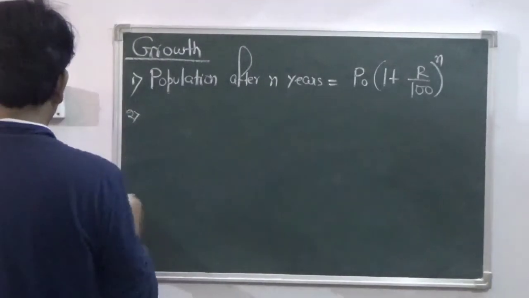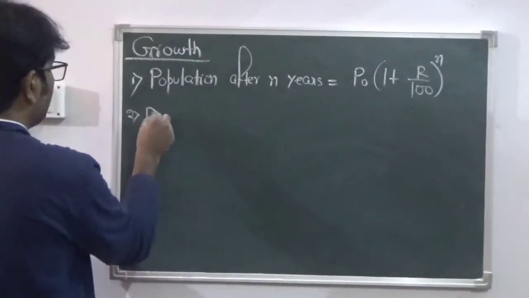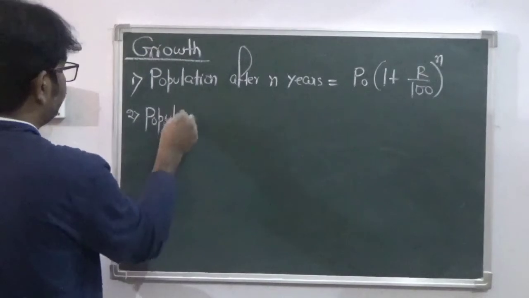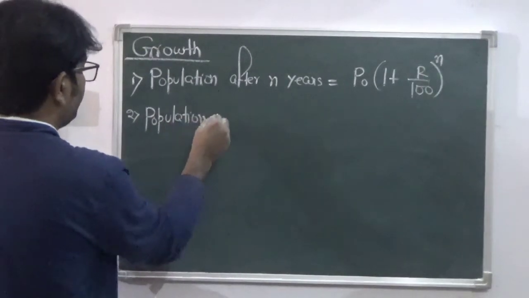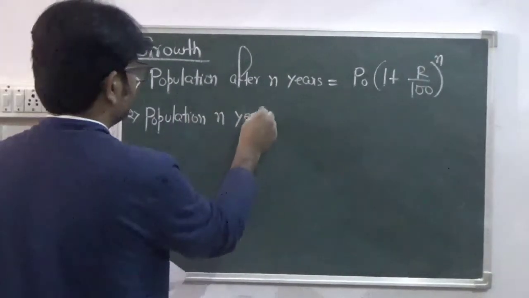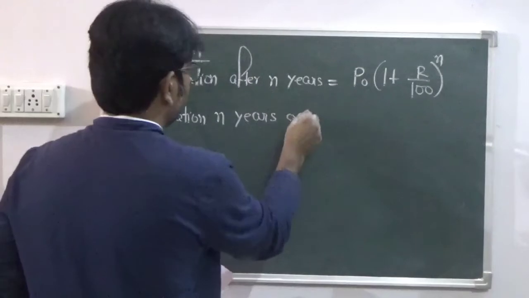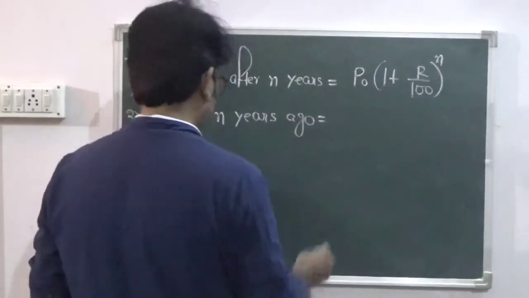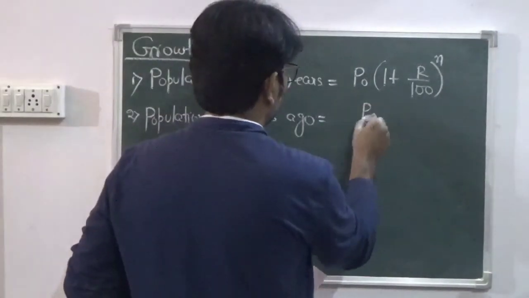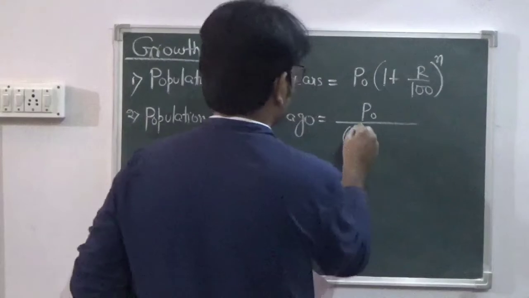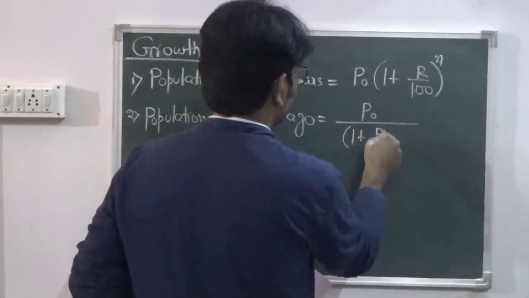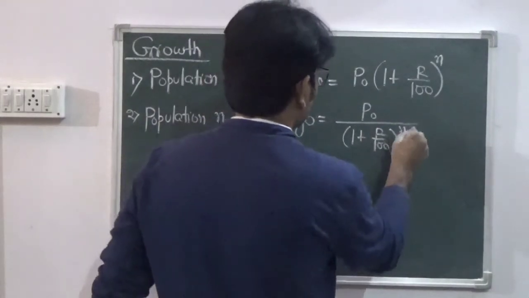Number 2, population n years ago. Population n years ago is equal to P0 divided by (1 plus R by 100) to the power n.